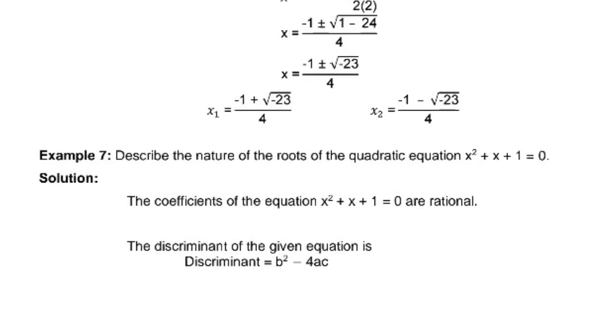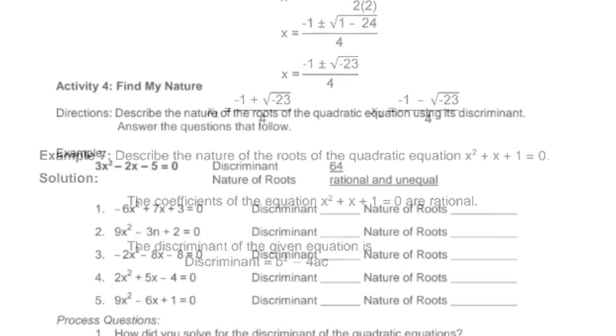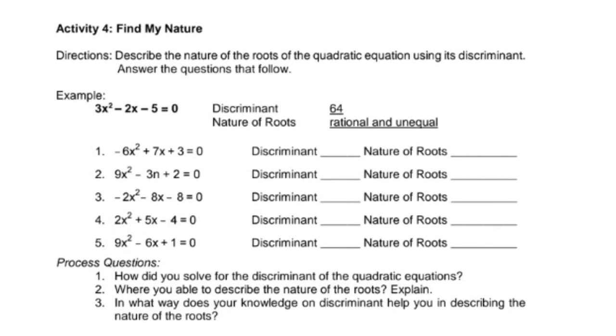So you have the example number 7, just figure it out. Then let's have activity 4, find my nature. Directions: describe the nature of the roots of the quadratic equation using its discriminant. So you have an example here, 3x squared minus 2x minus 5 equals 0. Discriminant is 64. So if you're going to substitute or use b squared minus 4ac, you can get 64. Nature of roots is rational and unequal.